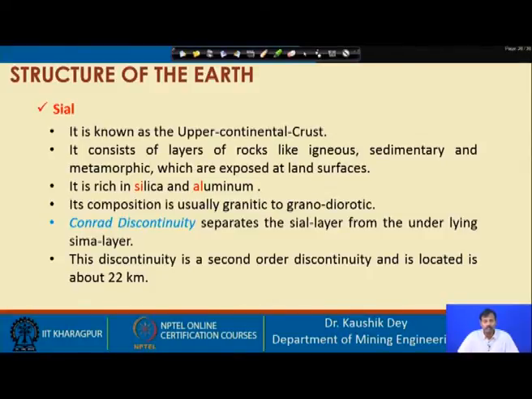The Conrad discontinuity separates the sial layer from its underlying sima layer, and this discontinuity is a second order discontinuity located at about 22 kilometers. So, basically our operations are limited to the sial part. Even if you see, our activities in the sima part are not yet achieved. So, most of our activities in the earth crust are limited to the sial part only.